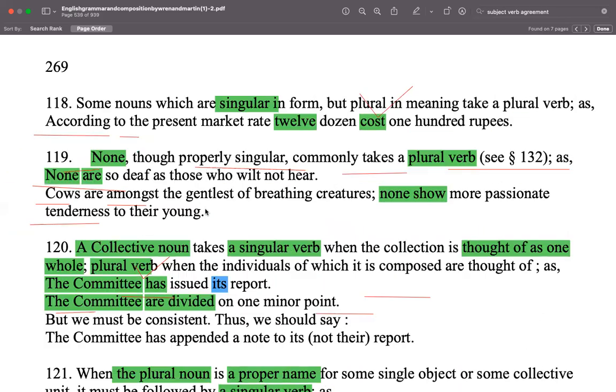Look into this rule which is pointed out. Some nouns which are singular in form but plural in meaning take a plural verb. According to the present market rate, 12 dozen cost 100 rupees. Clearly, it is indicating 12, which is singular in sense, but used with a plural verb. 12 dozen cost 100 rupees.